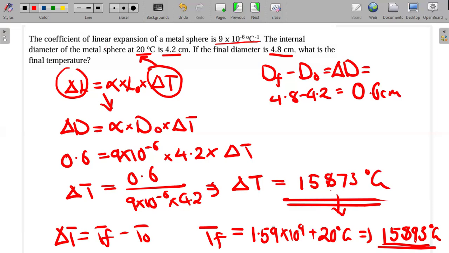Because it was already rounded off, it was going to become a bit difficult to add 20, which is just a small number, and it would not have shown any significant difference if we simplified it in advance. Yes, so this is the final answer: 1589.3 degrees Celsius is the final temperature. And that is all on this particular question.